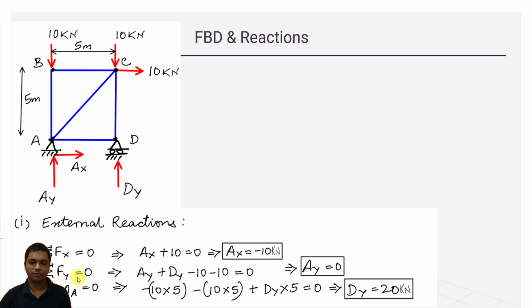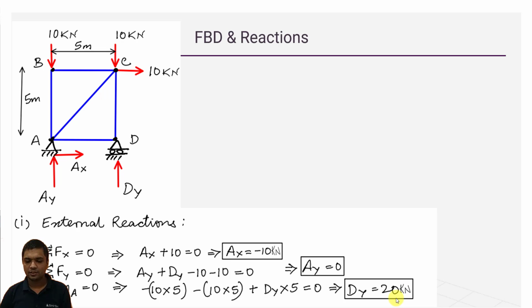Last part is summation of Fy equals to 0. So Ay plus Dy equals to minus 20 kilonewtons, which will give us Dy equals to 20 kilonewton, right? So this was about balancing the forces.